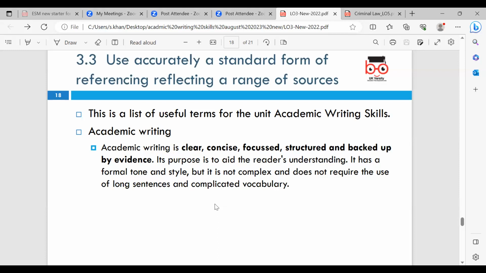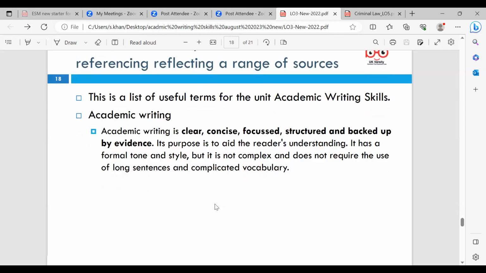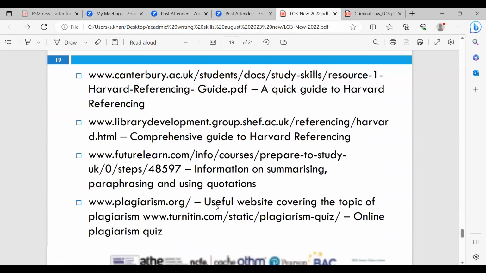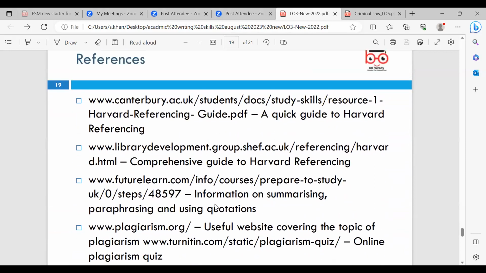3.3, use accurately a standard form of referencing, reflecting a range of sources. So this is a list of useful terms for the unit Academic Writing Skills. Academic writing is clear, concise, focused, structured, and backed up by evidence. Its purpose is to aid the reader's understanding. It has a formal tone and style, but is not complex and does not require the use of long sentences and complicated vocabulary. So these are some of the references we've used in today's session, okay?